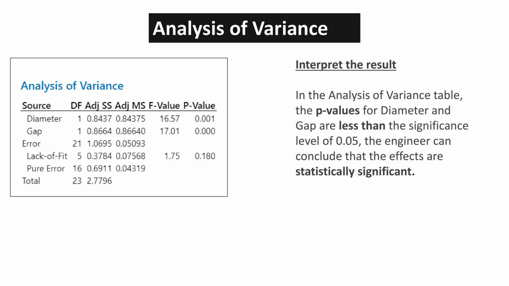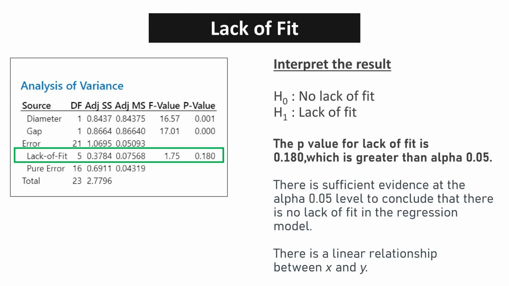Significant p-values in an ANOVA table signal meaningful effects, guiding decisions with statistical confidence and precision. In the analysis of variance table, the p-values for diameter and gap are less than the significance level of 0.05, so the engineer can conclude that the effects are statistically significant. A high p-value in lack of fit tests reassures that the model captures the relationship between variables accurately, without overfitting. There is sufficient evidence at the alpha 0.05 level to conclude that there is no lack of fit in the regression model. There is a linear relationship between x and y.